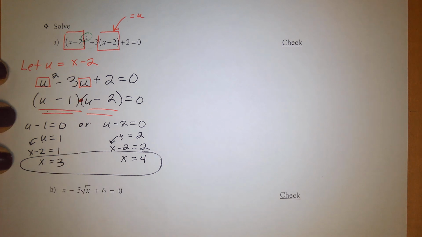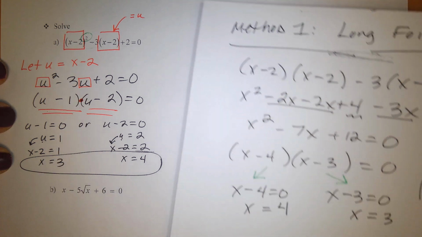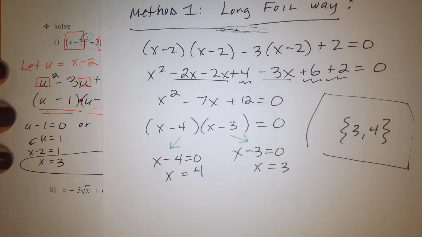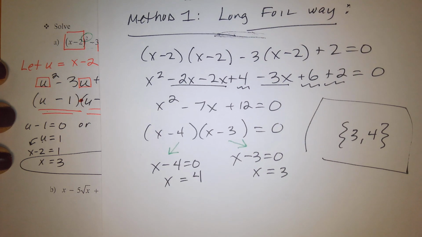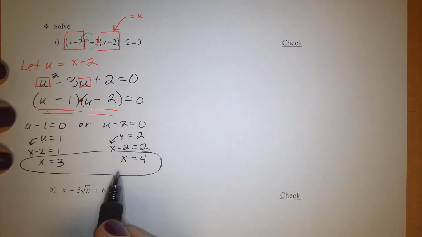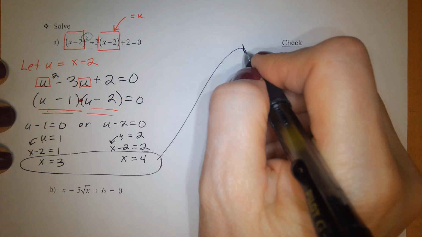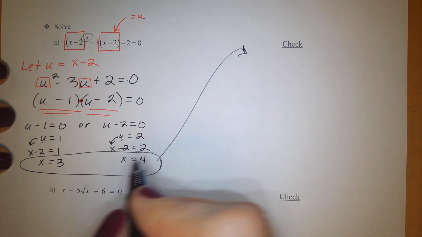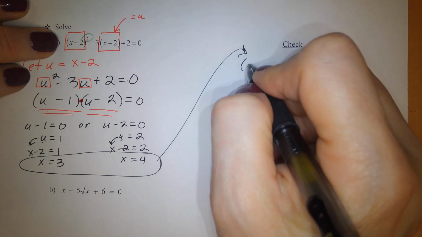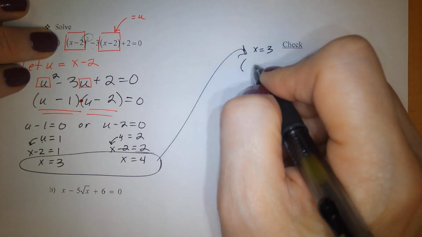And those are the same two answers that I got on the previous page when we did the exact same question using the FOIL method, but this way we did it a little bit quicker. So we did get the same answers. Of course, we always check our answers. So we're going to put those x's back up into the equation. So let's try x is 3 first.